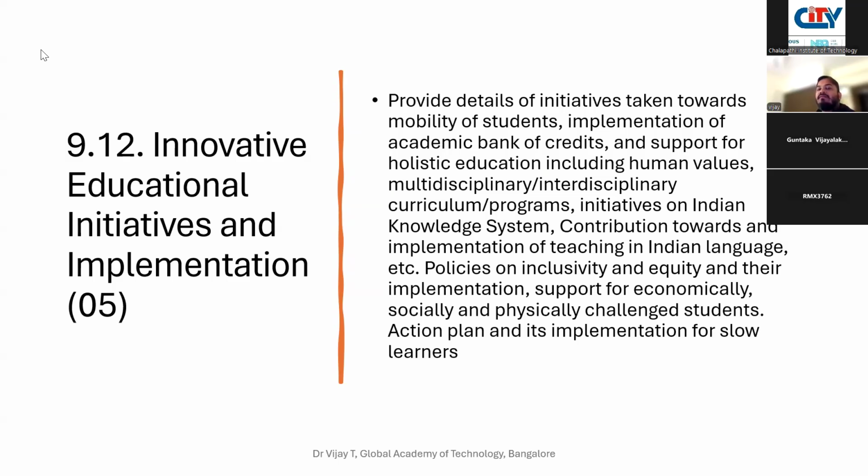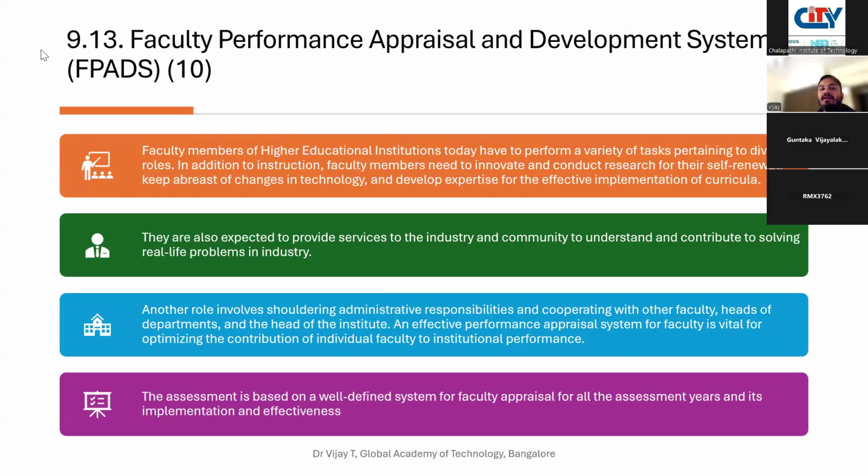Innovative educational initiatives and implementation of those. So we have to have a unique kind of system with the institution, like mobility of students, implementation of academic bank of credits, institution development plan, NEP policy, multiple entry and exit, interdisciplinary curriculum programs, involvement of industry personnel in partial delivery, or professor of practice, adjunct or visiting faculty. What is the action plan for slow learners? How we have been implementing some things for fast learners. So all these things have to be documented and maintained.